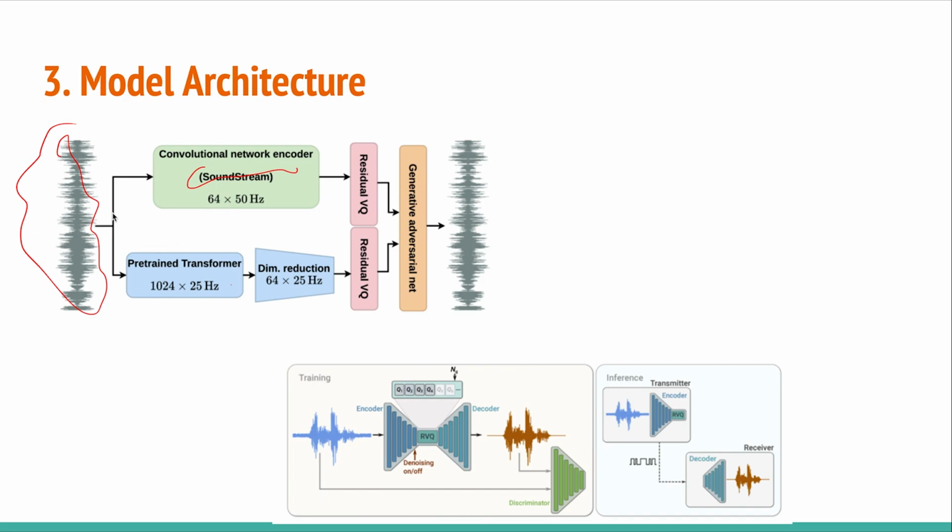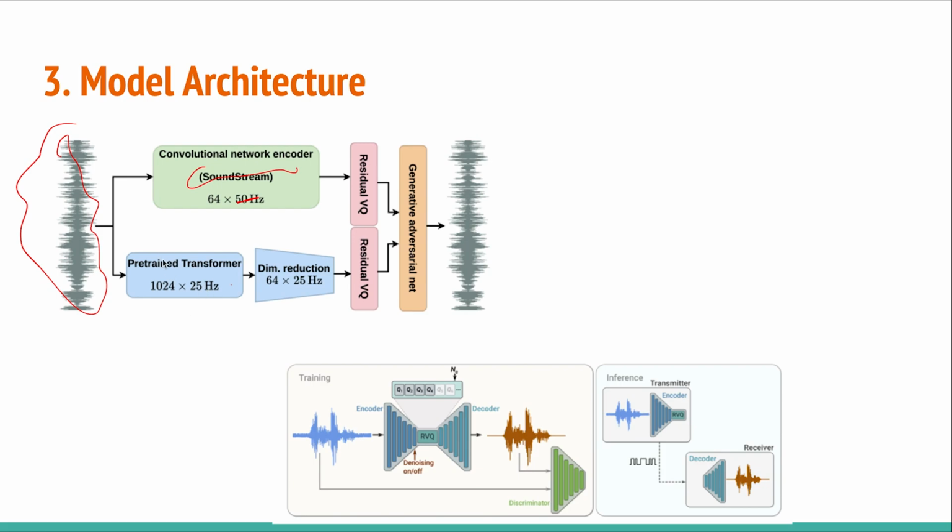So this audio we can feed to the convolution network encoder, or SoundStream. It's going to extract feature vectors for this audio, and those will be of 64 dimension, and the frame rate is 50 hertz, which means there will be 50 vectors per second. And similarly for the pre-trained transformers, you have 1024 dimension feature vectors, which are extracted from the last layer of the context network, and those are running at 25 hertz, which means there are 25 frames per second, so for every 40 milliseconds we have one frame, right?